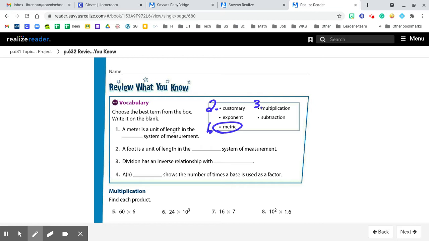And then number 4, blank shows the number of times a base is used as a factor. And for that one, we're going to say exponent. The exponent shows the number of times a base is used as a factor. And let's preview some of the concepts.